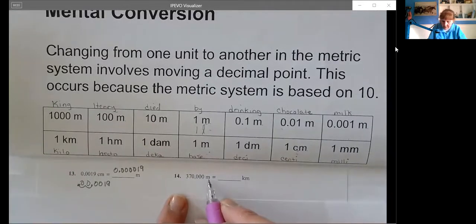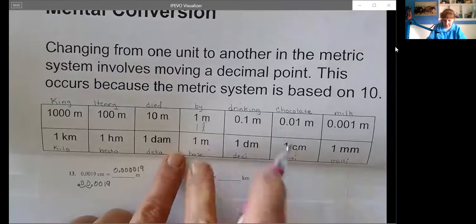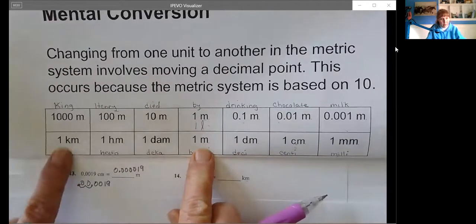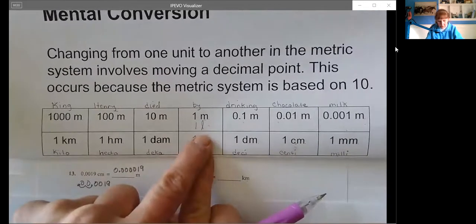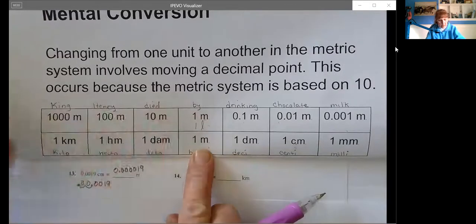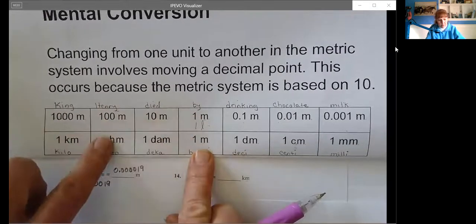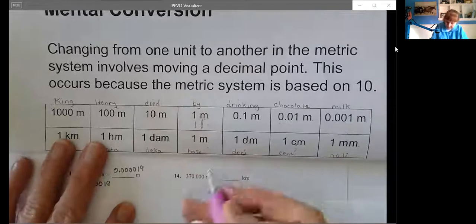All right, so let's go to meters to kilometers. So here's our meter. We want to go to kilometers. So we're going to start here. We're going to move it to the left because we're moving left. 1, 2, 3 to the left.